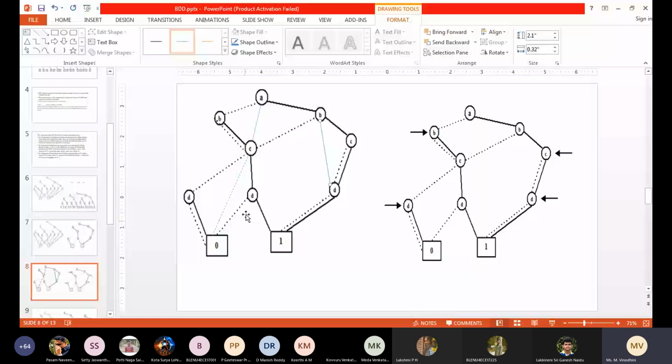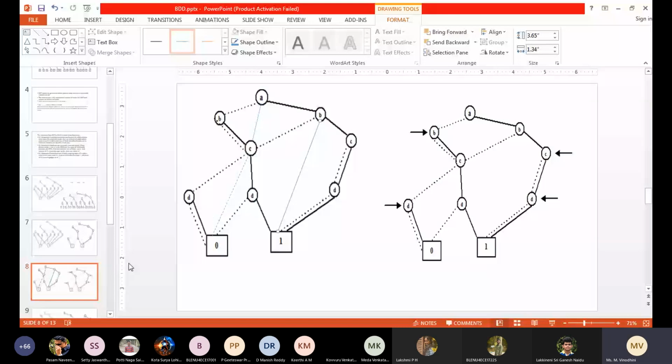How about this D? Is it a redundant node? Look at this. Only one input and both output lines are going here. Can I call this a redundant node? Can we consider this as a redundant node? Yes, because one input line and both output lines are going. So this also I can remove. So now what can I do? Directly I can draw here. Completely I can remove this part, and this part.